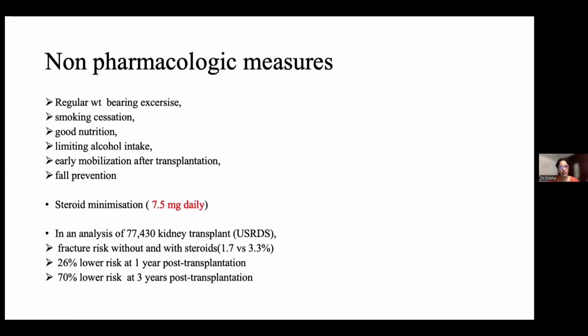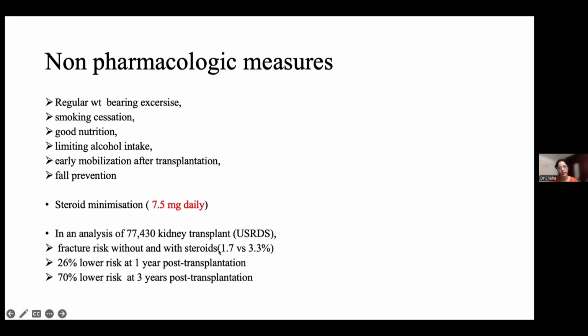So these are the general measures, and steroid minimization. We should bring the steroid dose down to less than 7.5 milligrams per day, because many studies have shown that fracture risk is higher with steroids than without.